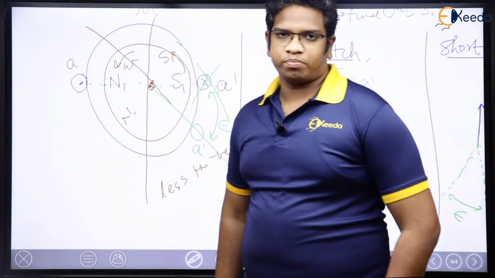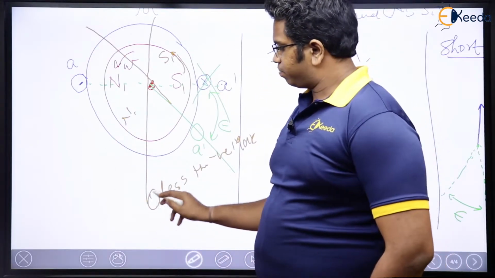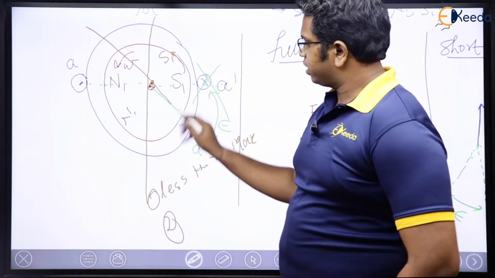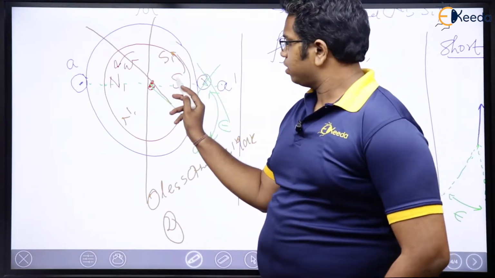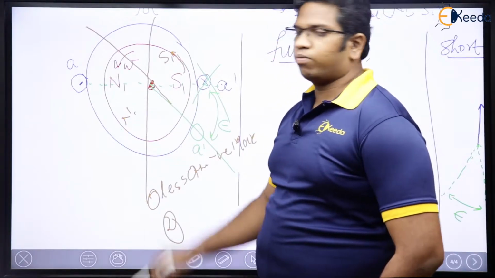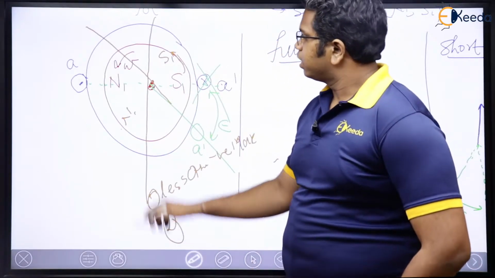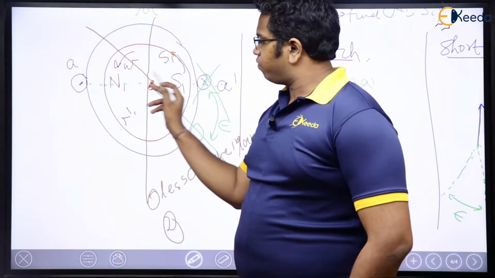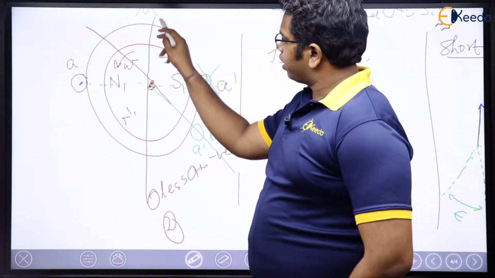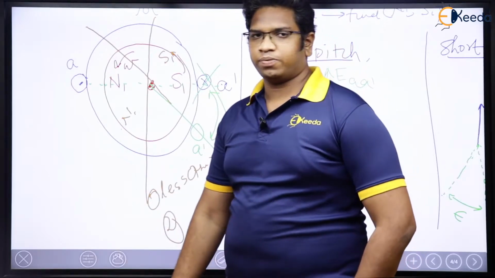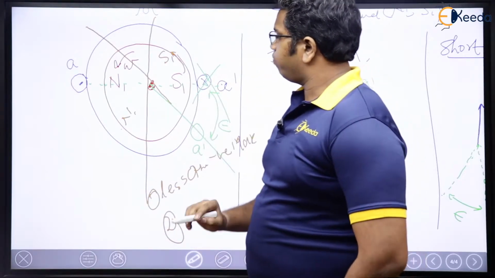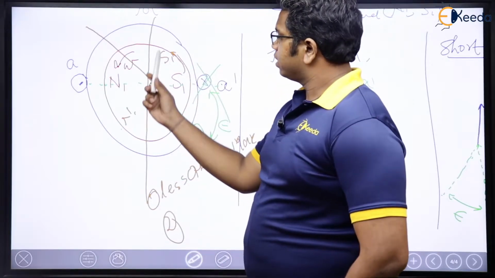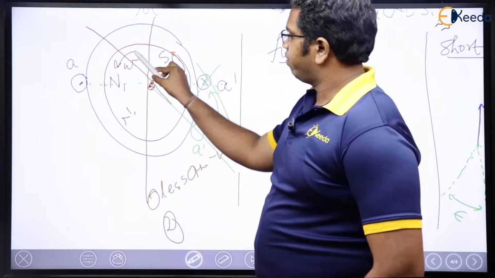As of now, first case, when N1 is here, S1 is here. What happens next? When S1 moves here and N1 moves here, what is going to happen? This interpolar axis, which was here when N1 was here and S1 was here, after some time, when N1 rotated here and S1 rotated here, went this way.